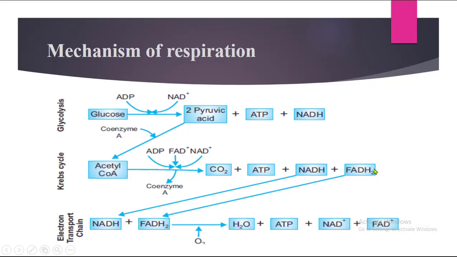ATP, NADH and FADH2 high energy molecules are synthesized, and in the third and last step of cellular respiration, these energy rich substances move to the electron transport chain, where they are utilized to form ATP. In the electron transport chain, one NADH gives 3 ATP molecules and one FADH2 gives 2 ATP molecules.